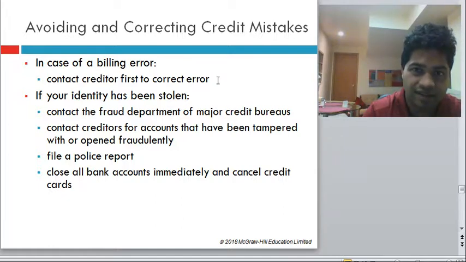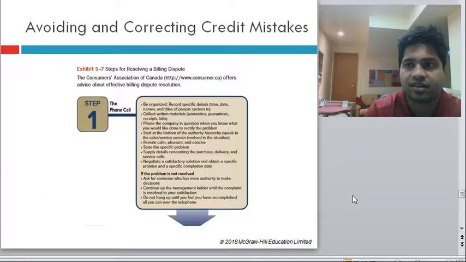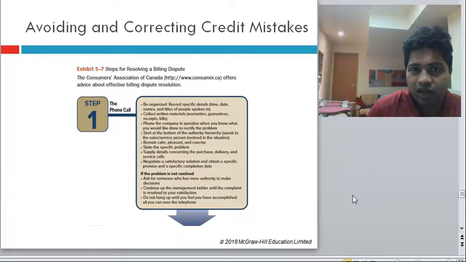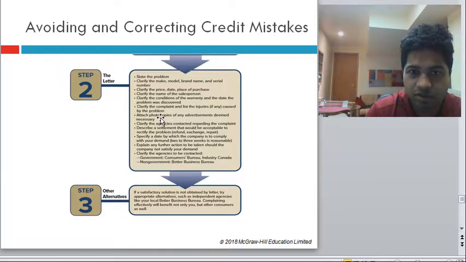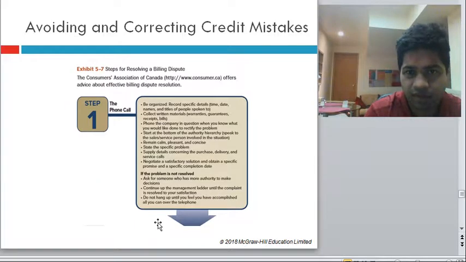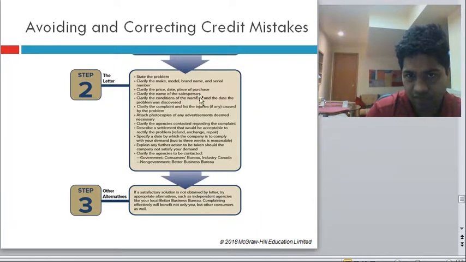In case of billing errors, contact creditors first to correct the errors. Contact the fraud department of the major credit bureaus. Contact creditors for amounts that have been tampered with. File a police report. Close all bank accounts immediately and cancel credit cards. How do you resolve this? Make a phone call to the credit bureaus, then you can submit a letter to them. There are other alternatives too, you can just read through it, it's self-explanatory. So pause the video and read this, what you have to mention in the letter.